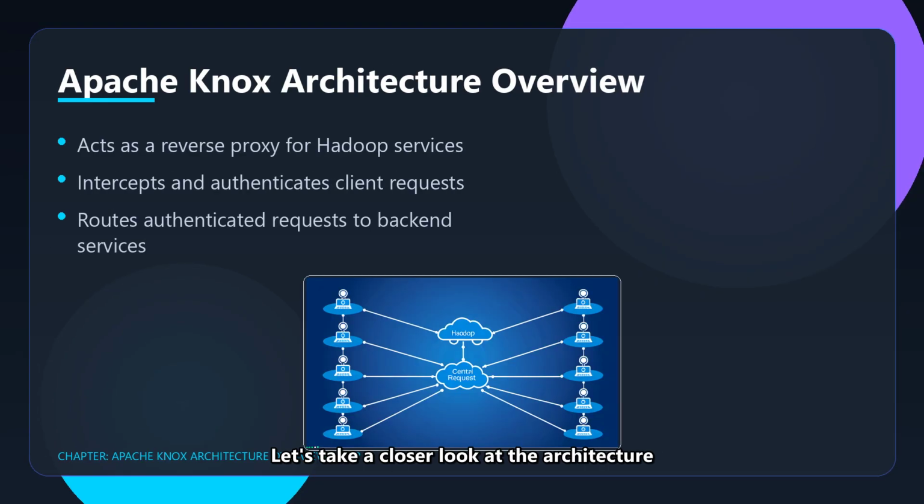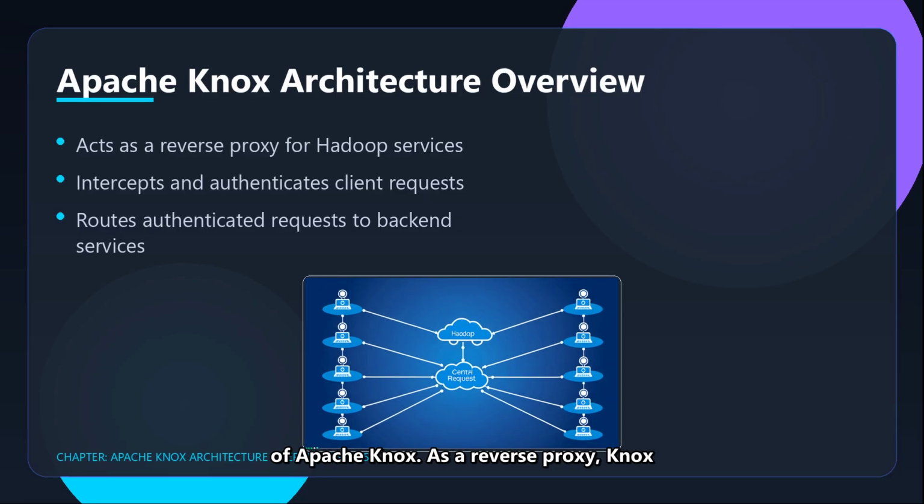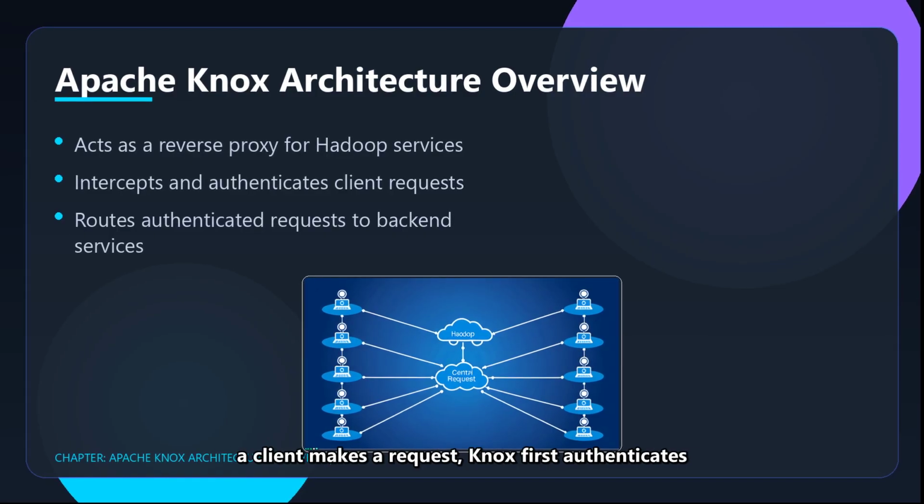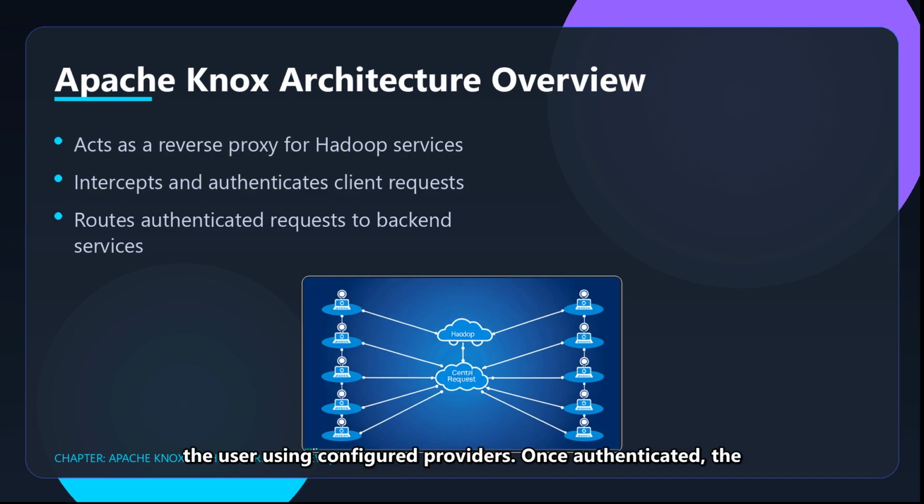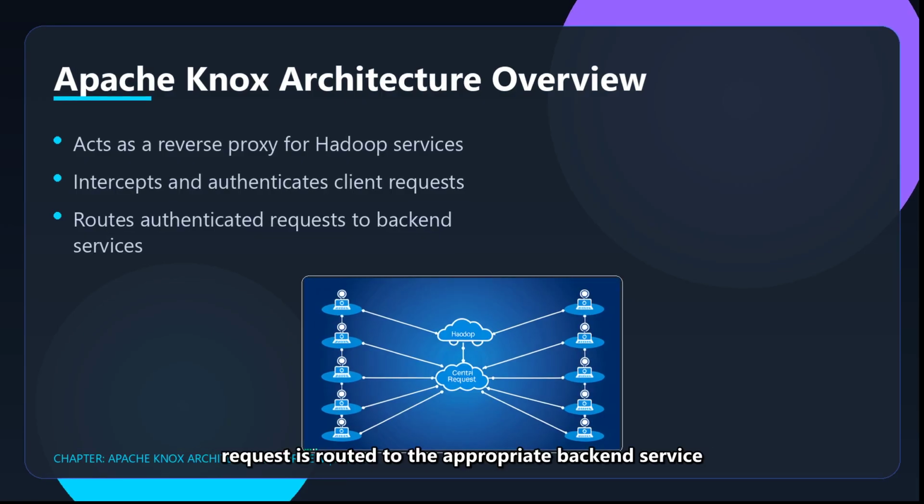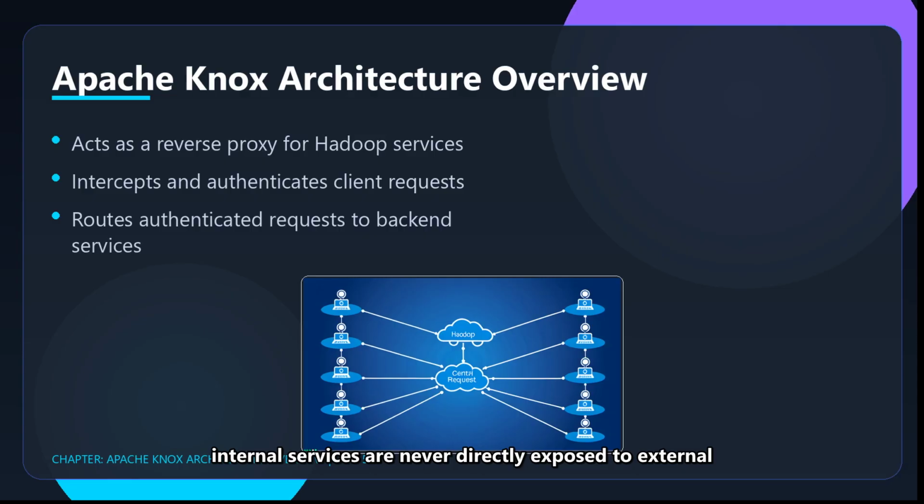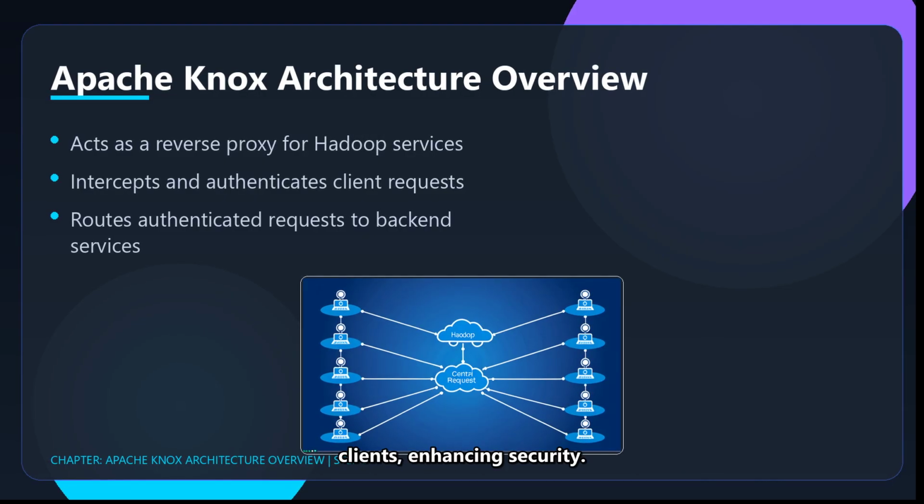Let's take a closer look at the architecture of Apache Knox. As a reverse proxy, Knox sits between clients and your Hadoop cluster. When a client makes a request, Knox first authenticates the user using configured providers. Once authenticated, the request is routed to the appropriate backend service based on topology definitions. This architecture ensures that internal services are never directly exposed to external clients, enhancing security.